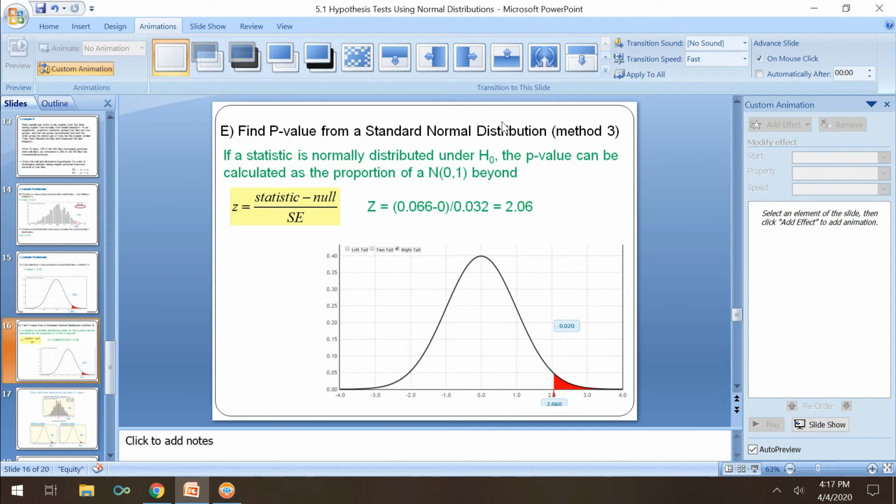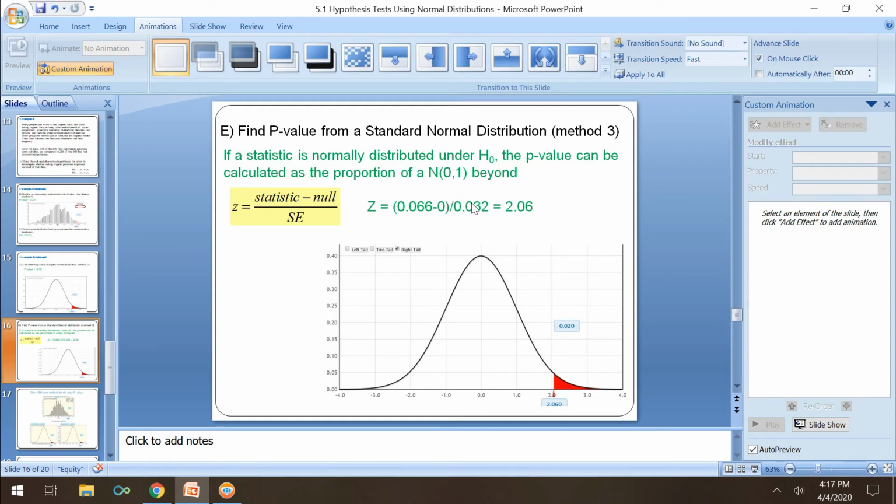Now let's see, what do we remember? Standard normal distribution meaning the mean will be 0 and the standard deviation will be 1. And as I said, we cannot enter any values until we convert them into the z-score. So in this case, before we find the p-value, we need to convert the 0.066, this is our statistic, into the z-score of that. So the z-score formula is the statistic minus the mean. The mean here is the null, 0, divided by the standard error, which is 0.032.